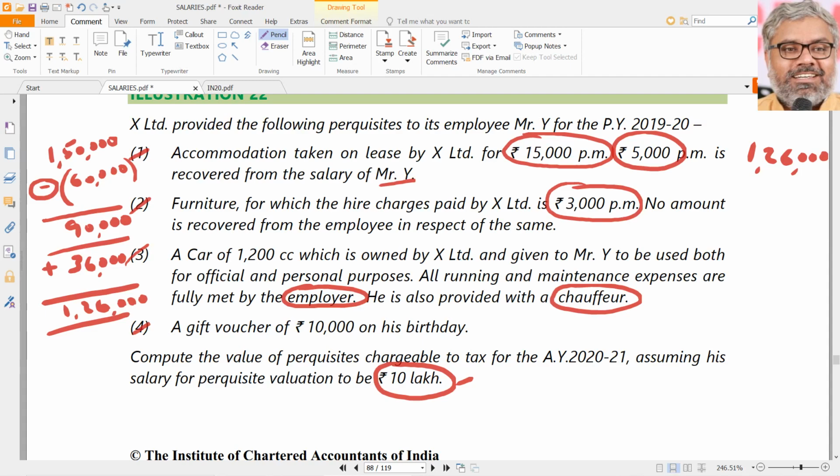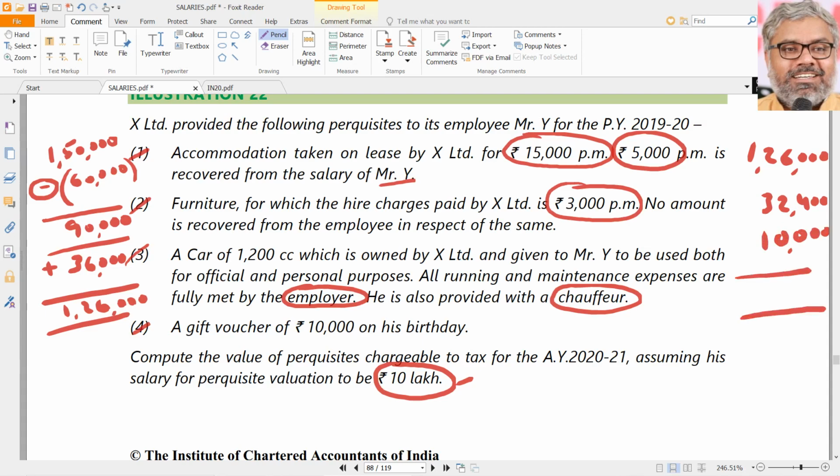Then the car, you can directly find out. Less than 1.6 liter, car owned by employer, expenses also met by employer, car used for both official and personal purposes, which means 1800 per month, plus chauffeur 900 per month, into 12. 32,400 is the perquisite value in respect of car, right? That is 32,400. Next, gift voucher 10,000 is anyway taxable because it exceeds 5,000. So 10,000 will always be taxable.